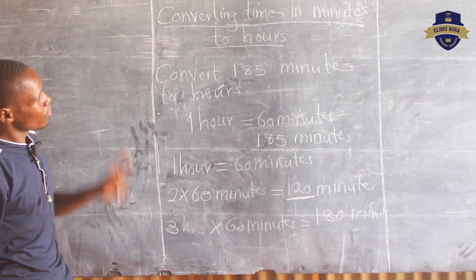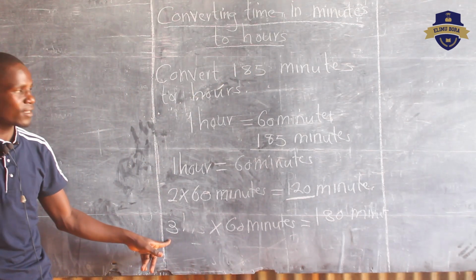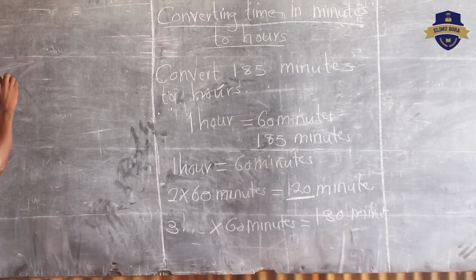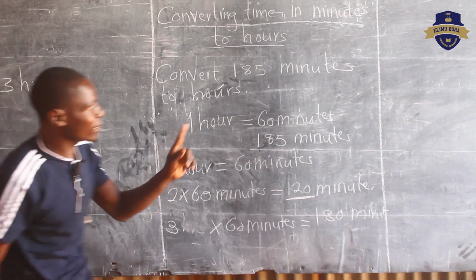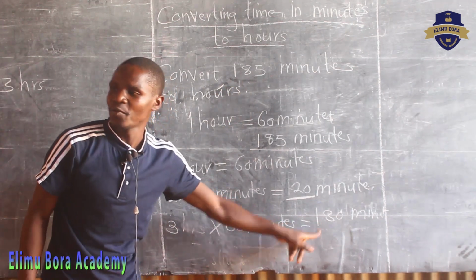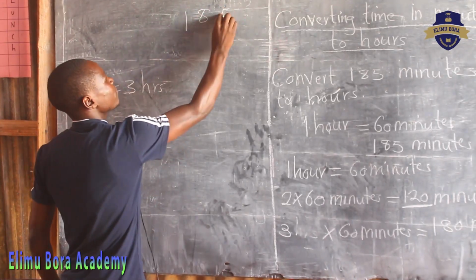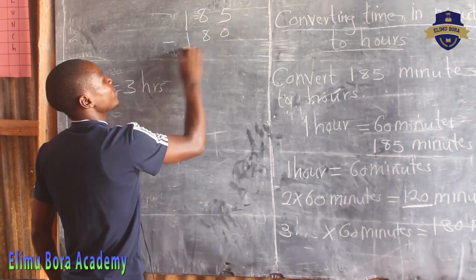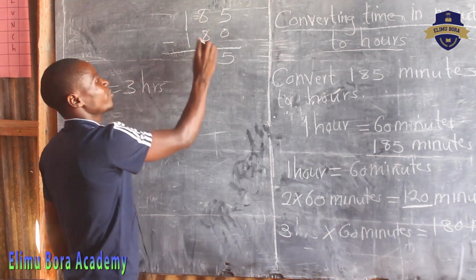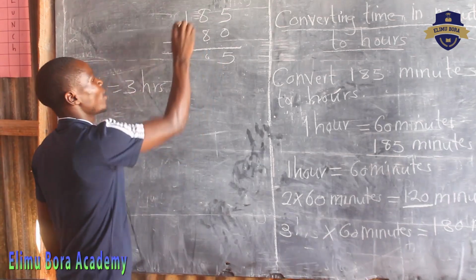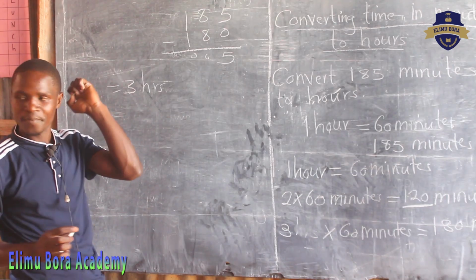So this is what we say. 185 minutes is equal to how many hours? 3 hours. Then how many minutes will remain? We take this 185, we minus 180. How much do we get? 5 minus 0, 5. 8 minus 8, 0. 1 minus 1, 0. So it is 3 hours and how many minutes? 5.